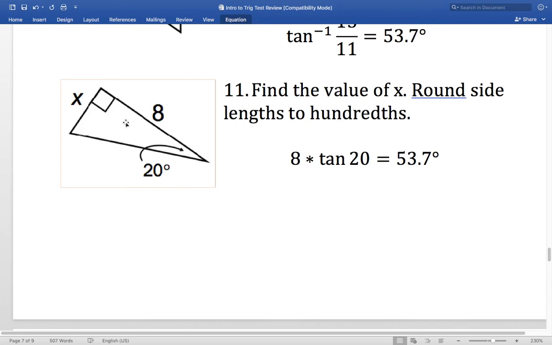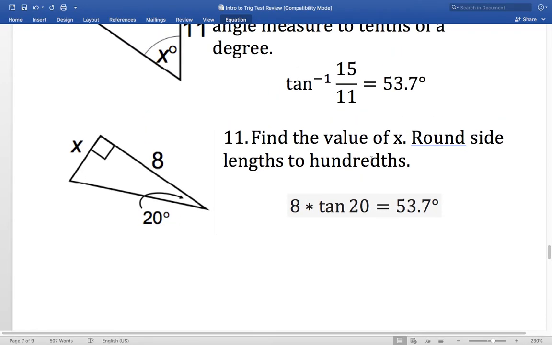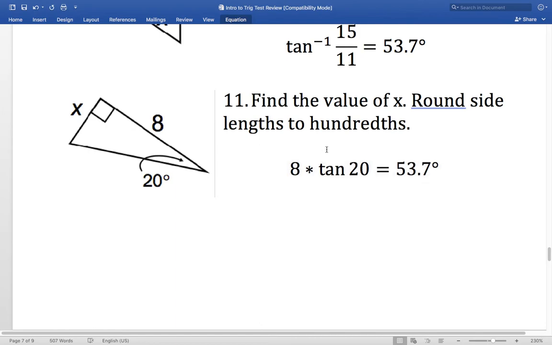And let me see, so we have the opposite side over the adjacent side. So again, we're going to use tangent, and it's going to be tangent of 20 degrees is x divided by 8. And then to get x by itself, we multiply both sides by 8. And so it's 8 times tangent of 20 degrees. Plug that into your calculator.